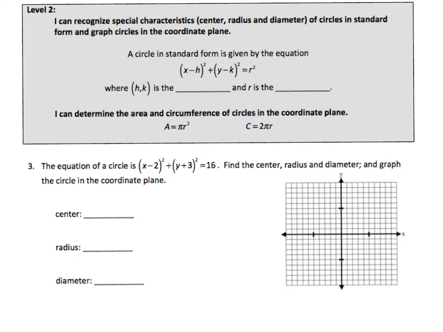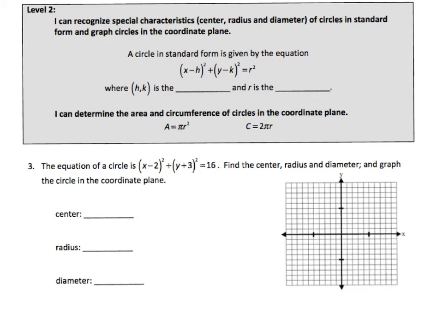Now in level 2, we're going to take those circles and those parabolas and write equations from them. So actually in just level 2, we're just going to do the circles. Level 3, we'll get to the parabolas. So level 2 says I can recognize special characteristics, center, a radius, or a diameter of the circles in standard form and graph circles on the coordinate plane.